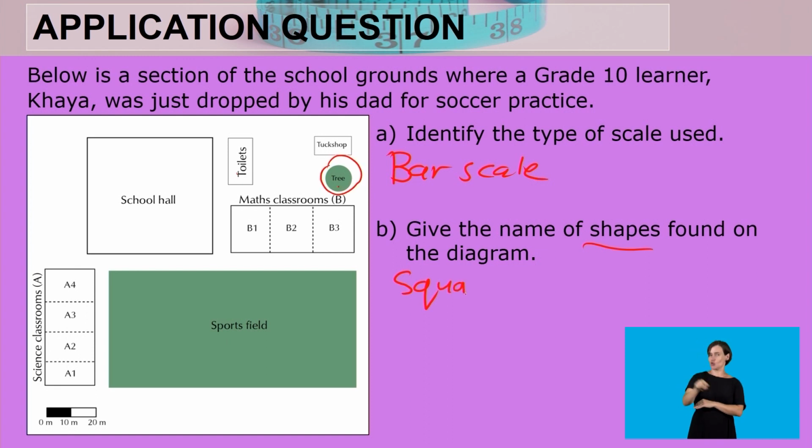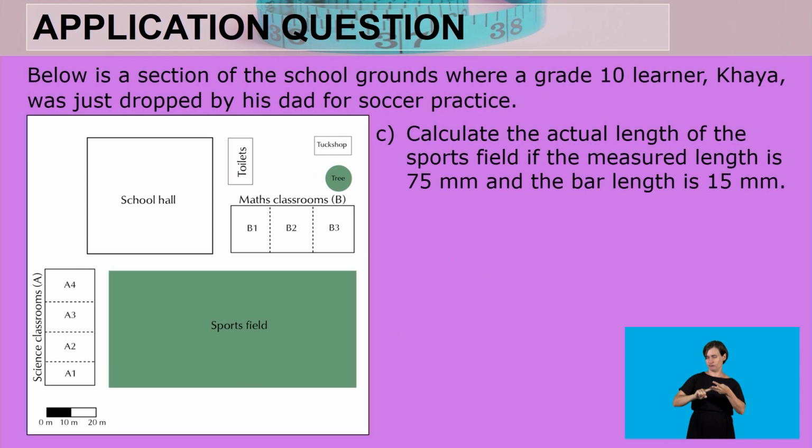So it's a square, a rectangle, and a circle. The question did not limit us to the number of shapes that we should give, so we give each and every shape that we see there. So it's a square, rectangles, and a circle.